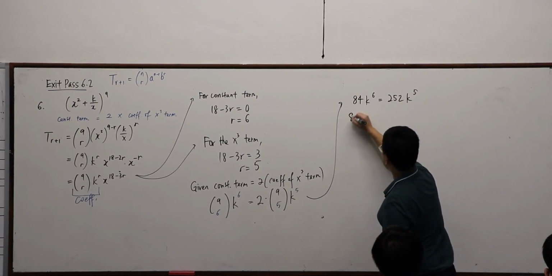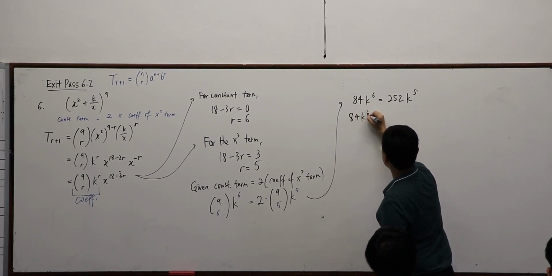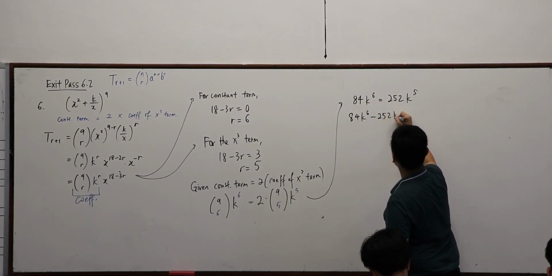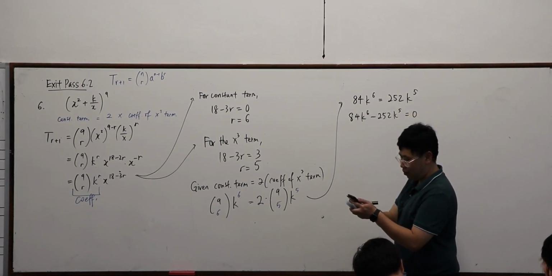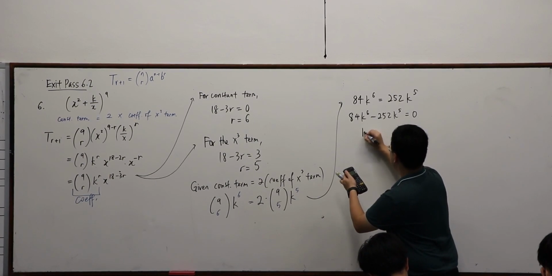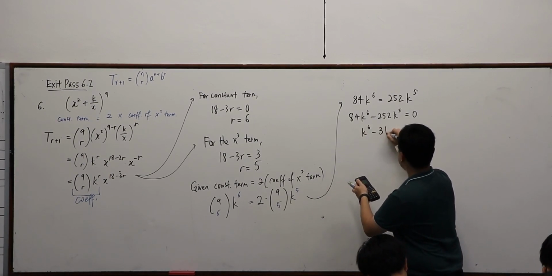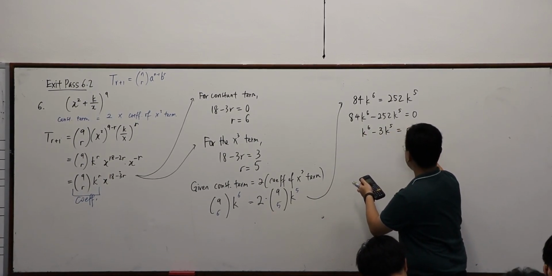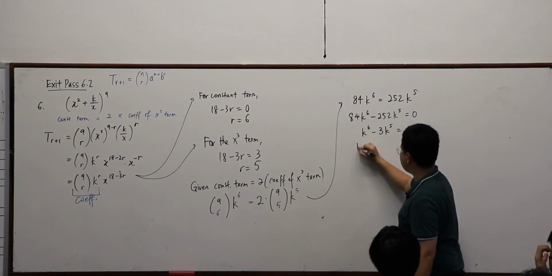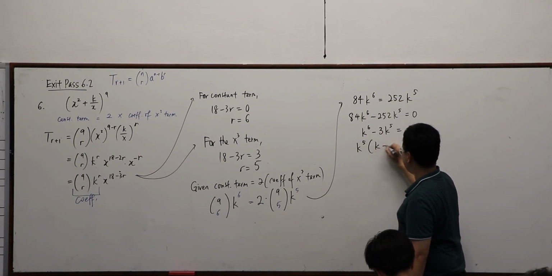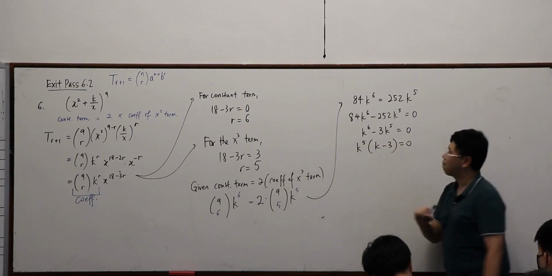Then let's solve this one. 84 k to the power of 6 minus 252 k to the power of 5 equals 0. Can 252 be divided by 84? Yes. So k to the power of 6 minus 3k to the power of 5 is equal to 0. Let's factorize k to the power of 5 out, then I have k minus 3 over here.